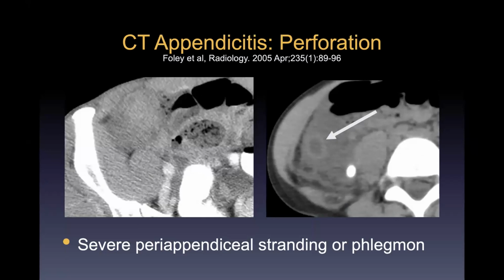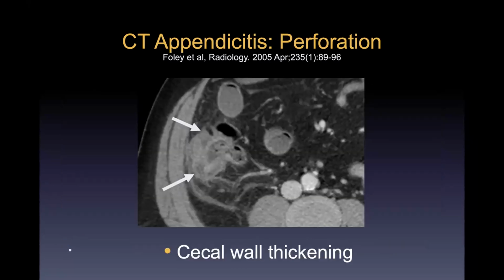Periappendiceal fat stranding, so same idea. We know this is a good sign of appendiceal inflammation. I think of it as a continuum. If there's a little bit of stranding, you know, it's a good sign of appendicitis. But once you start seeing more and more stranding, like lots of stranding, lots of fluid, in this one image, this, you know, really approaches phlegmon here. These are signs that the inflammation is very severe and the appendix may have perforated.